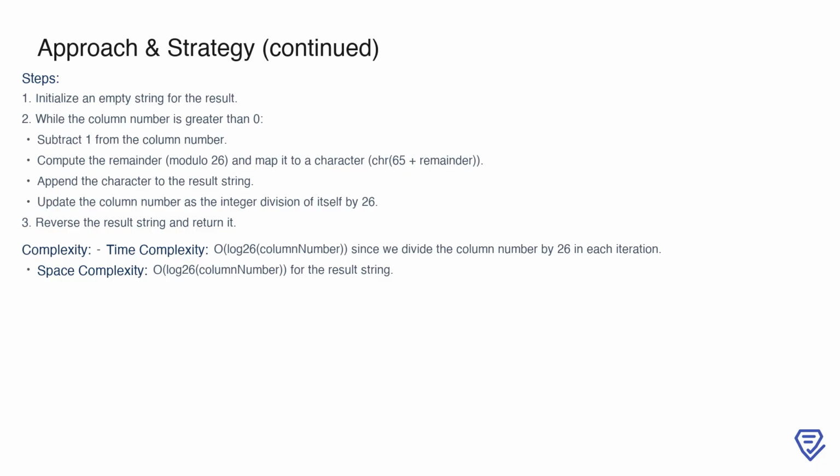Once the loop ends, the result string contains the column title, but in reverse order. To correct this, we reverse the string and return it. The time complexity of this approach is O(log base 26 of column number), as the column number is divided by 26 in each iteration, and the space complexity is also O(log base 26 of column number), due to the result string.